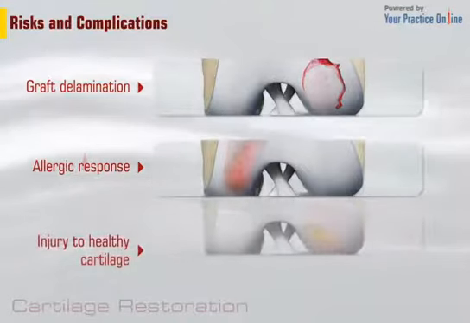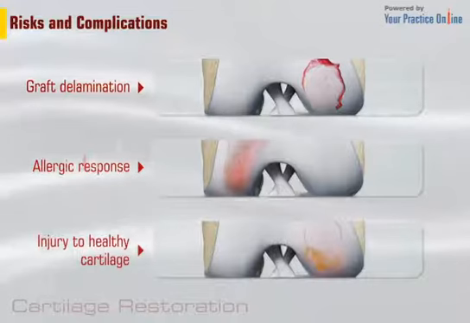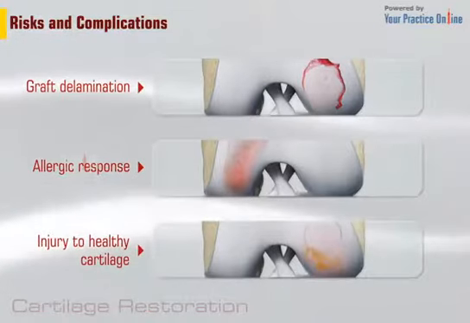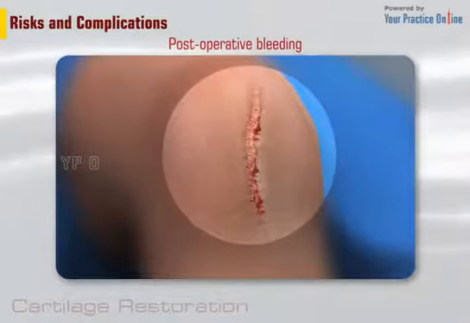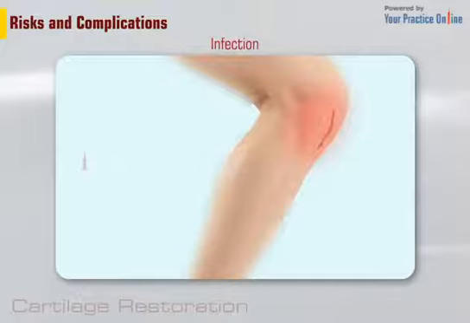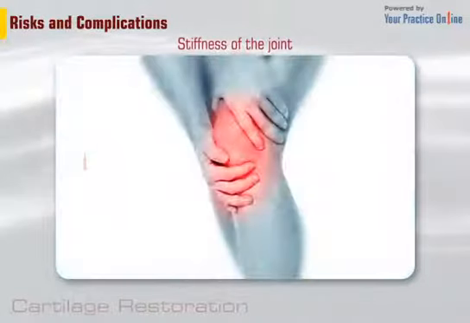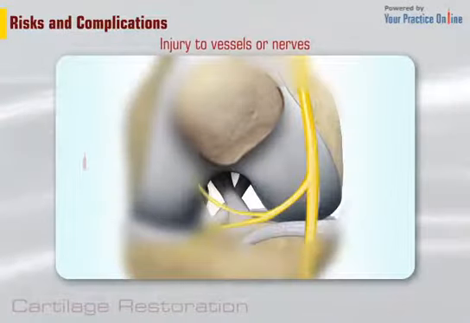Injury to healthy cartilage. Some of the risks related to any orthopedic surgery can include post-operative bleeding, deep vein thrombosis, infection, stiffness of the joint, numbness around the incisions, injury to vessels or nerves.